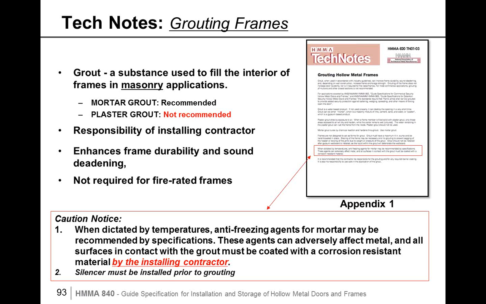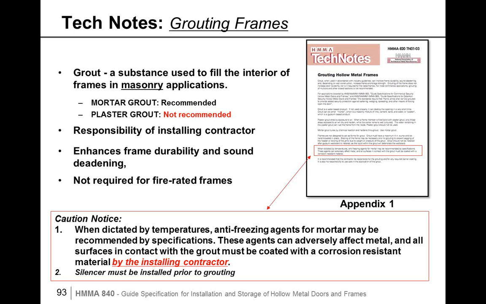The freezing agents are very caustic to the finishes and the hollow metal. The inside of the frame needs to be back coated with a tar type emulsion. Application of the back coating is the responsibility of the installing contractor. Some of the manufacturers are offering back coating as an option, but if that's not built into the specification and part of the contract, this operation is the installing contractor's responsibility.